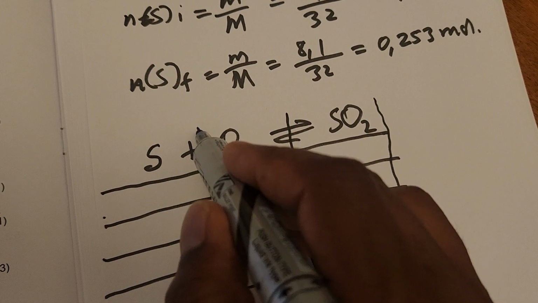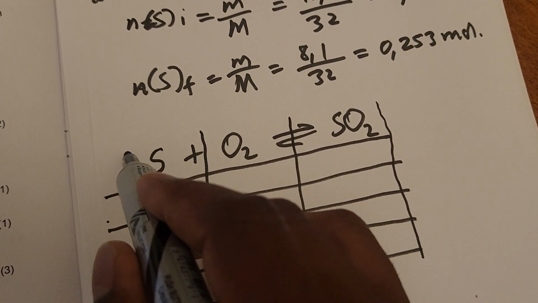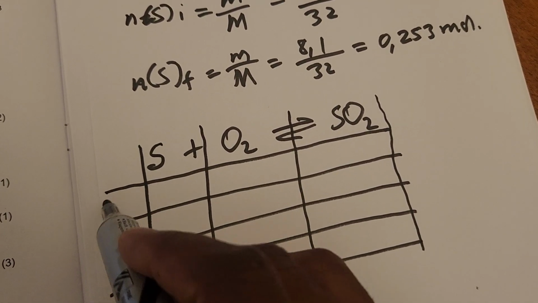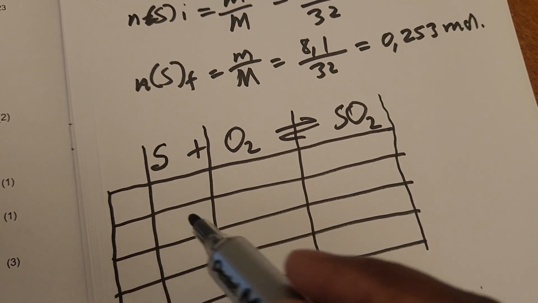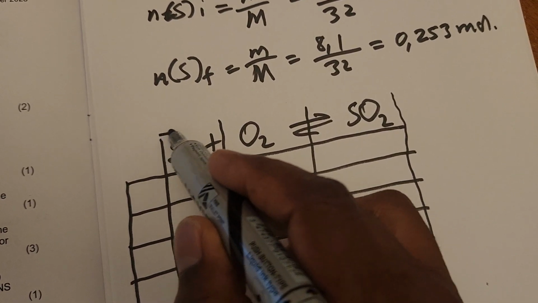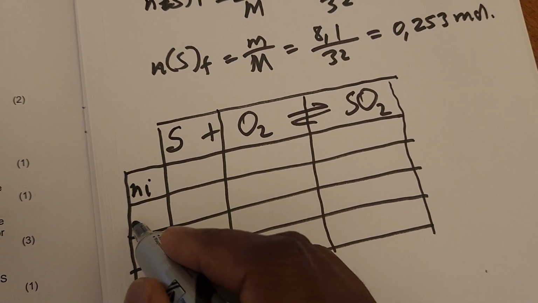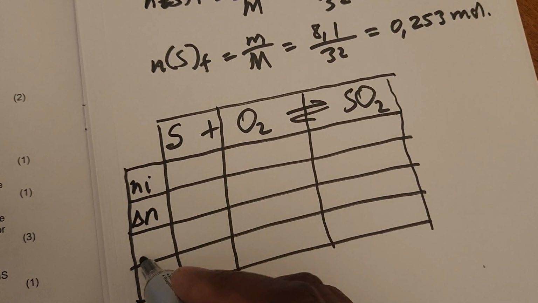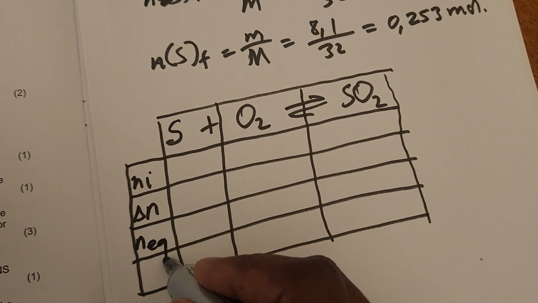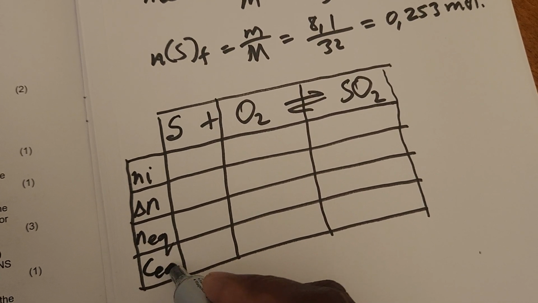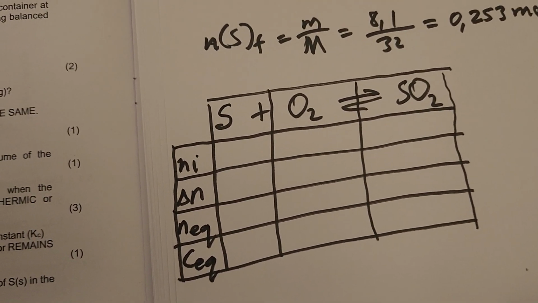In this case, a column for oxygen, a column for sulfur, and then on this side we leave this mole space just to show the examiner that I'm working with moles. This will be the initial moles, change in moles, moles at equilibrium, and concentration at equilibrium.